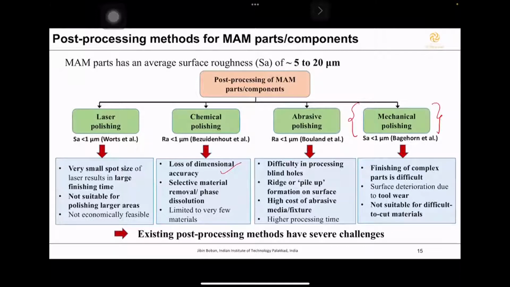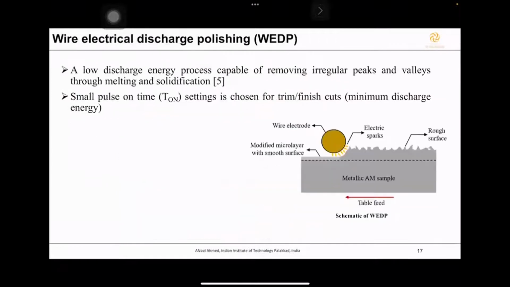But if you see here, laser, which is the major post-processing process in the industry now, is also a thermal-based process. Okay, and the energy involved for polishing using a laser process is much higher. The energy density is much higher compared to wire EDM. So we started with this, and then what we planned here is to modify slightly the process for our requirement.